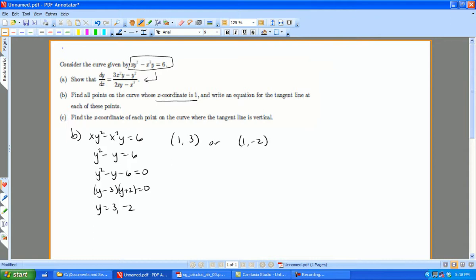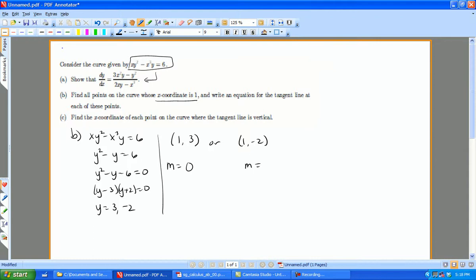At each of those points, I can figure out the slope. I figure out the slope by plugging that ordered pair into that dy/dx equation. So this first one, (1, 3): if I plug in 1 for x and 3 for y, 3 times 1 is 3, times 3 is 9, minus 9, it looks to me like I'm going to be getting 0 for that. I got that on the top, so I don't even really need to worry about the bottom.